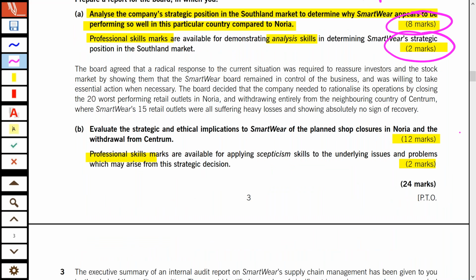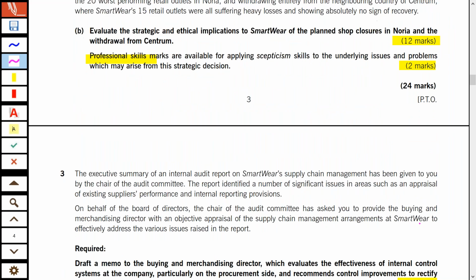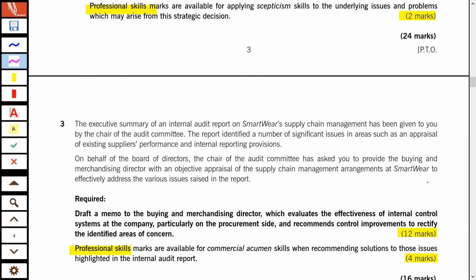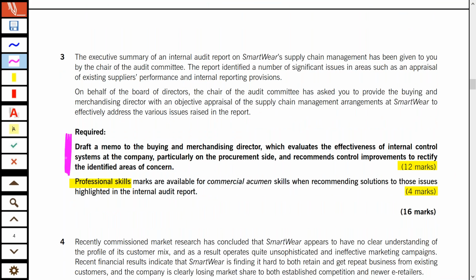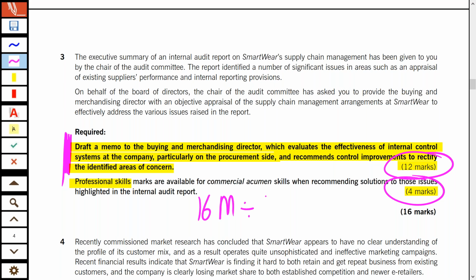Okay, very simple. Just keep your eyes open for weakness and recommendation type questions, or risks and recommendation type questions. Like, for example, look at this one. It says draft a memo which evaluates the effectiveness of internal control systems, particularly the procurement side, and recommend control improvements. So you need to evaluate the internal control system and recommend improvements. So this is 12 plus 4, 16 marks total. Divide by 3, because we need to identify the weakness and then recommend control.